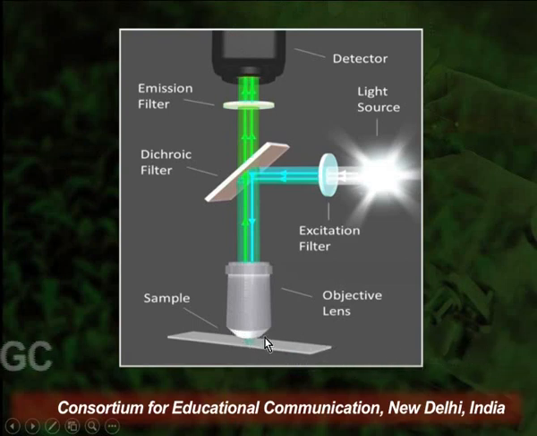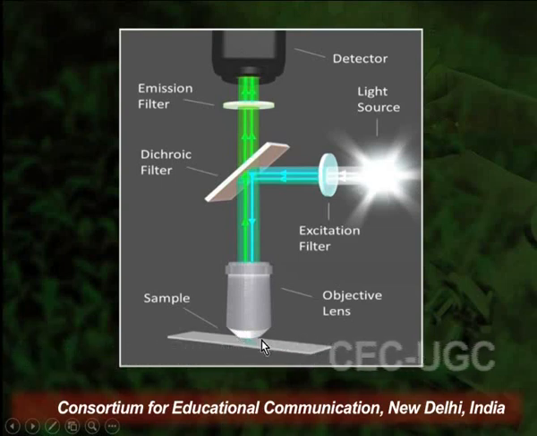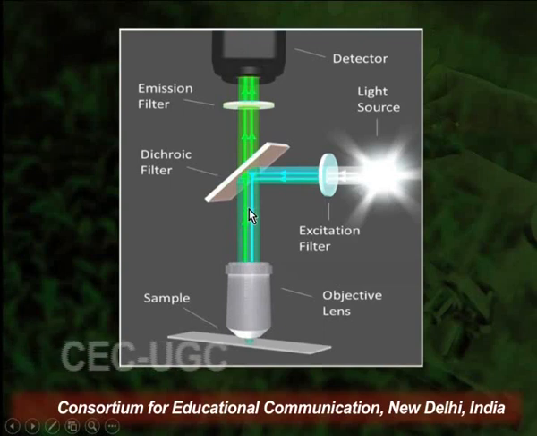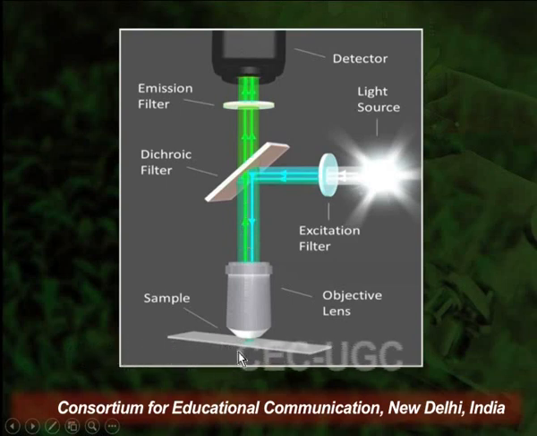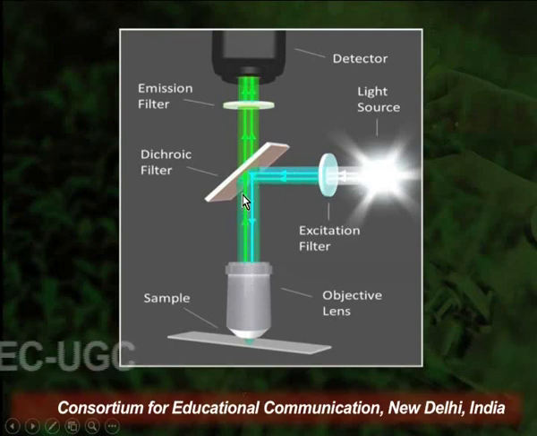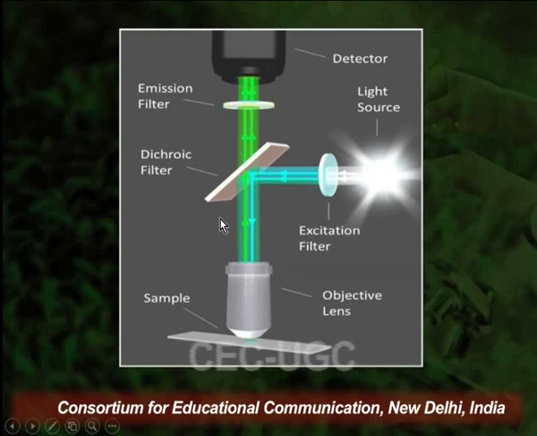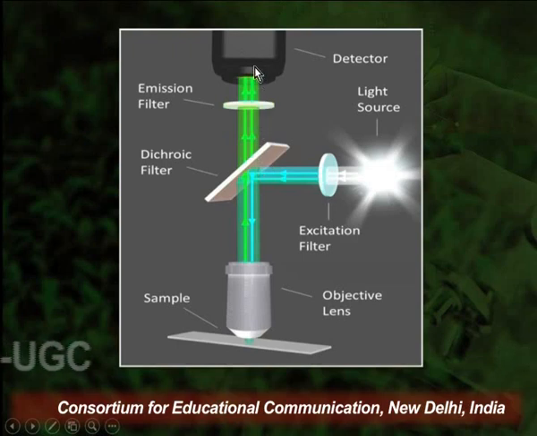So the sample which is stained by fluorophores, these fluorophores then re-radiate another set of wavelength of light, also called the emission spectrum, the light in the range of emission spectrum. Now this emission spectrum wavelength is always greater than the illumination spectrum, and this emission spectrum light directly passes through the dichroic filter, and it again passes through the emission filter.